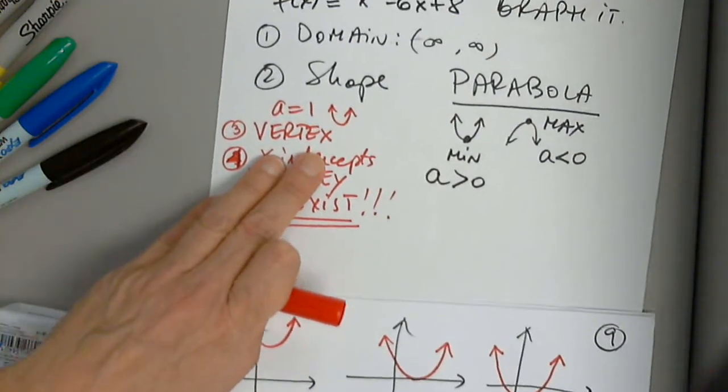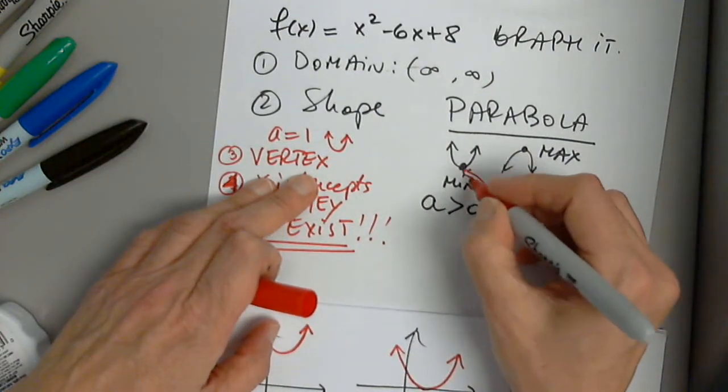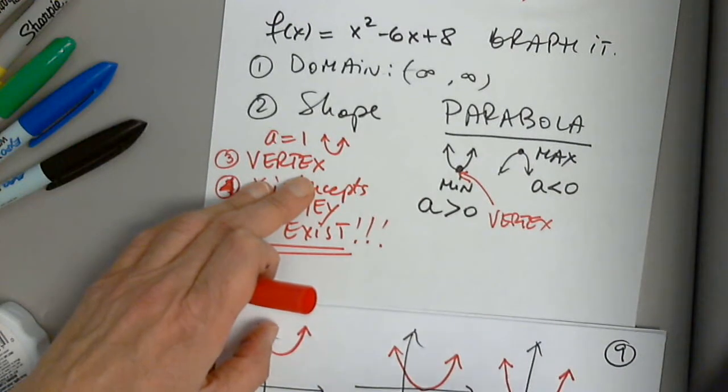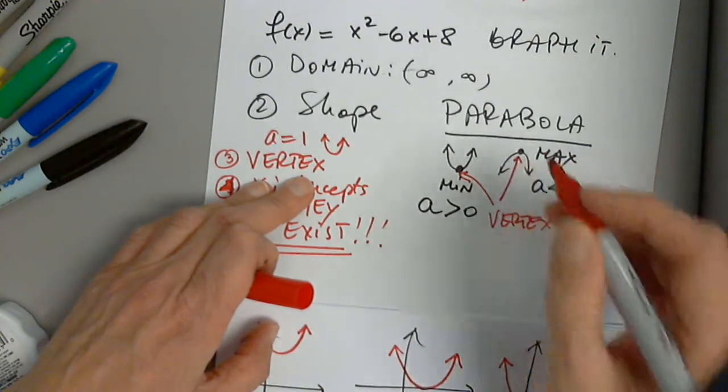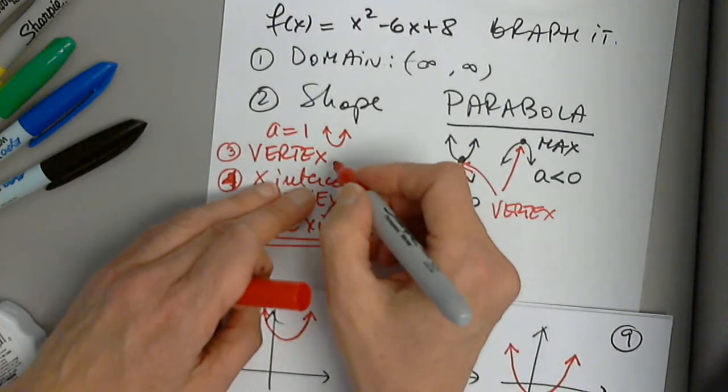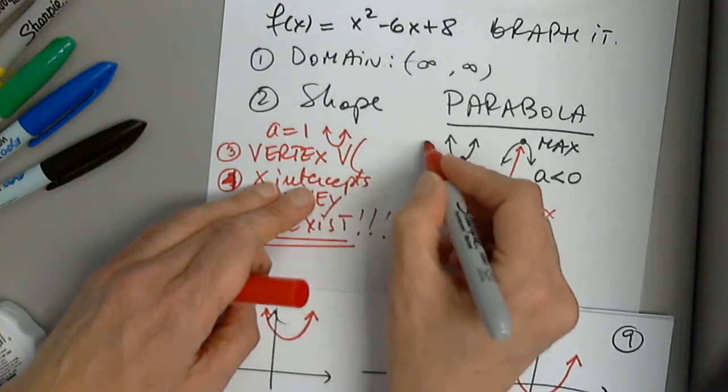So what is the vertex? This is the vertex. In our case, the vertex will be a minimum. This is also called vertex. For that situation, it will be a maximum. How do I determine the vertex?